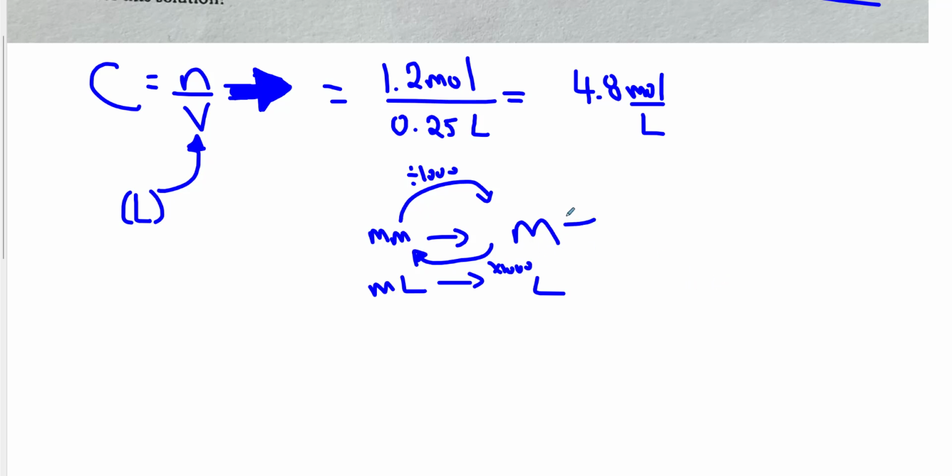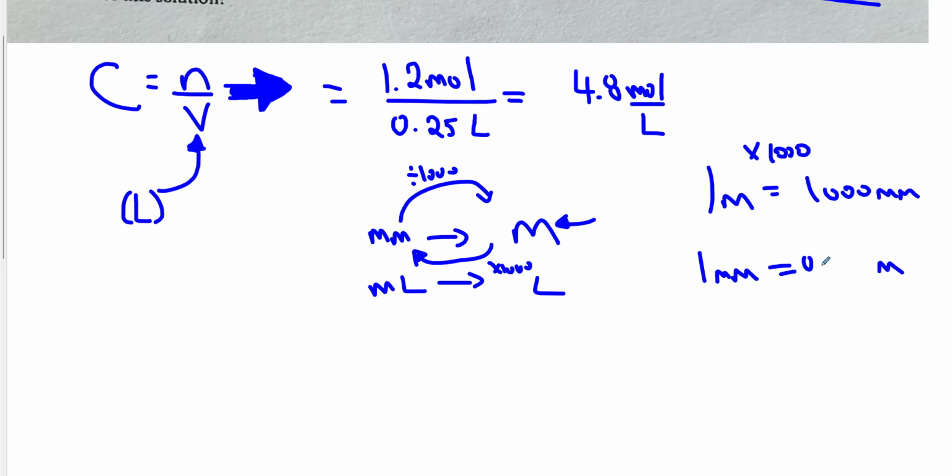Yeah, like a bigger. So for example, if I have 1 meter, that's equal to 1,000 millimeters. So you're timesing by 1,000, right? Now, if I have 1 millimeter, how many meters is that? Well, that's going to be 0.001. You're going to divide by 1,000. Sure, yeah, go for it.